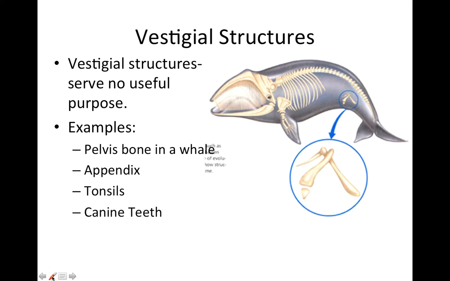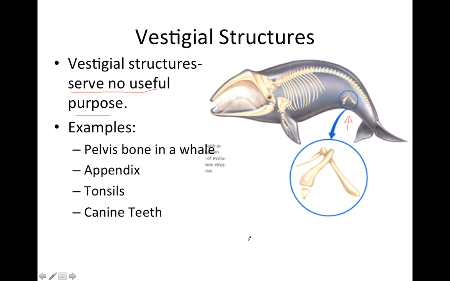My last thing on notes is that we're talking about vestigial structures, which serve no purpose at all. No useful purpose. Right here we have a whale, and they have a hip bone or a pelvis bone that is not connected to anything. It serves no purpose for this whale. For us, it helps us stand upright. But on a whale, for some reason, they have one.